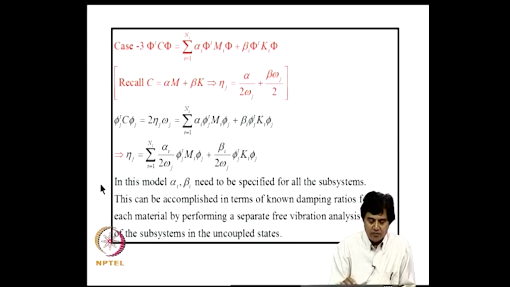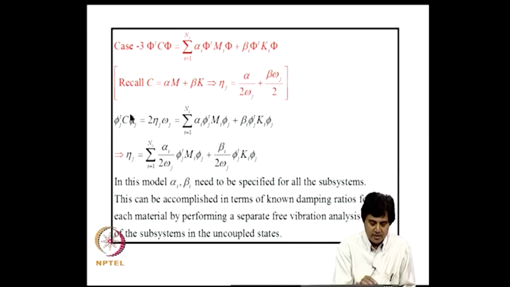A generalization of this, of course, would be phi transpose C phi taken as alpha I phi transpose M I phi plus beta I phi transpose K I phi. Now again, if you recall, if the damping matrix is as per Rayleigh's proportional damping model, alpha M plus beta K, eta j, which is the damping ratio in the jth mode, is given in terms of alpha, beta and omega j through this expression.